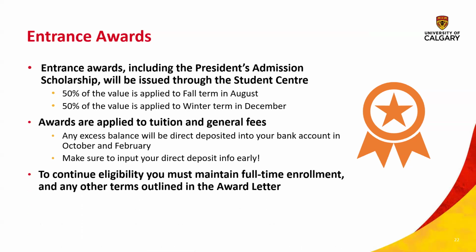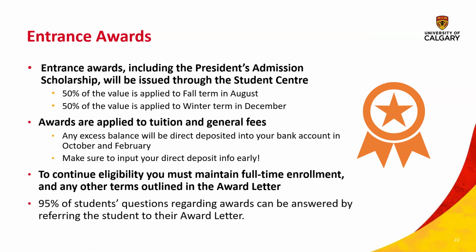Most awards have eligibility requirements that you have to maintain. For entrance awards, this is usually maintaining a full-time level of study in your first year, and some awards are also tied to completing a specific program as well. When you are selected for an award, you are issued an award letter that outlines the terms of the awards and what to expect for the disbursement. If you are ever unsure of what to expect, always refer to your award letter that was issued to you.